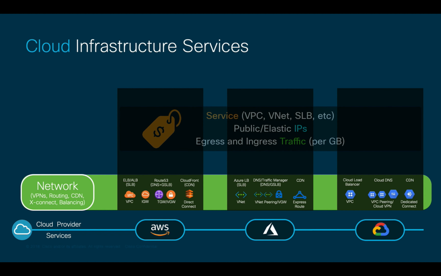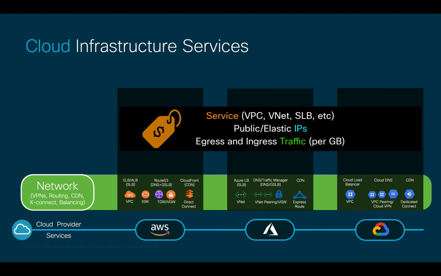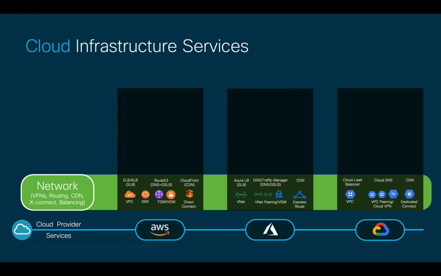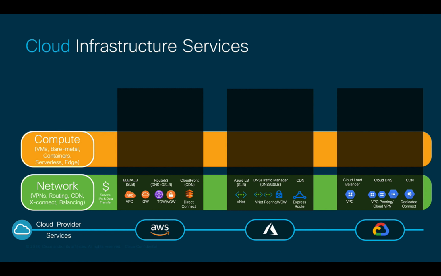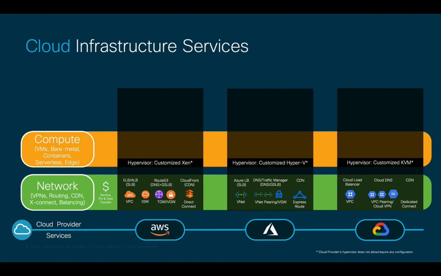Cloud networking usually gets charged by the service, the public or elastic IP addresses you use, and the amount of data transferred. Now, if we move to the compute layer, and as said before, each cloud will use its own hypervisor version when VMs are used, whether that's customized Xen, Hyper-V, or KVM depending on the cloud. Remember that unlike the network, the cloud hypervisor is not visible to the user and does not require any configuration.